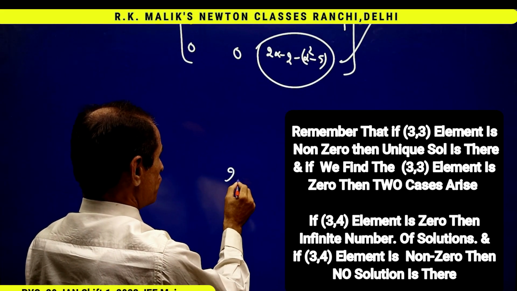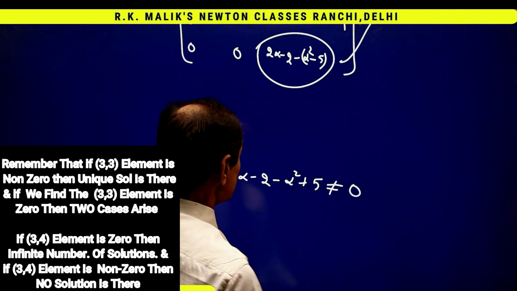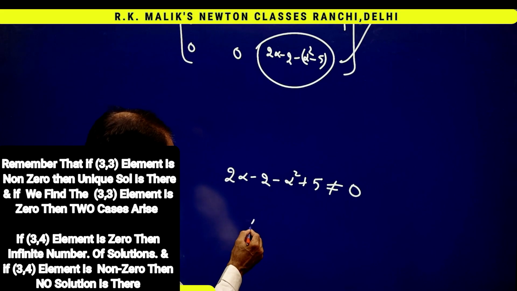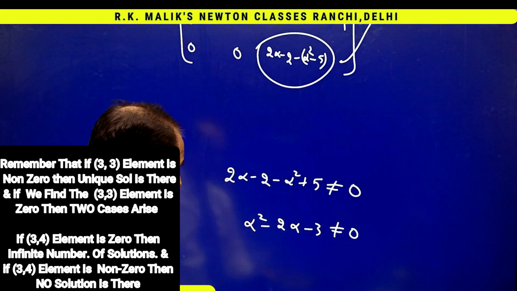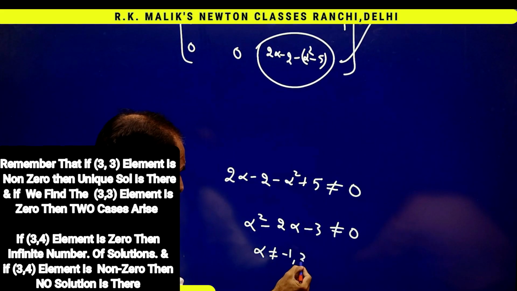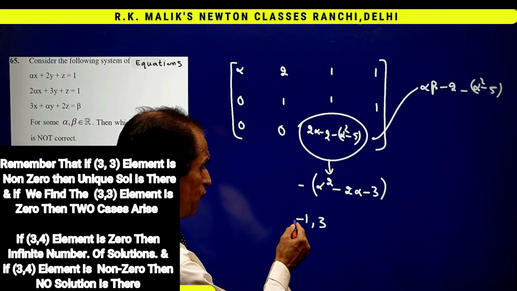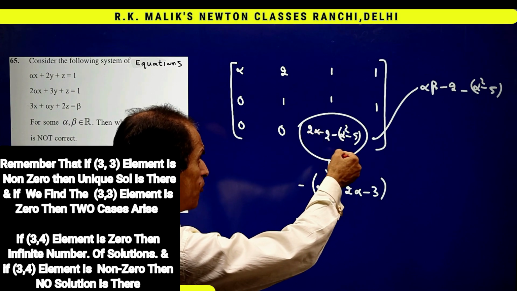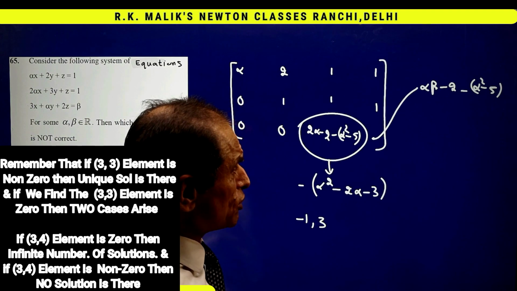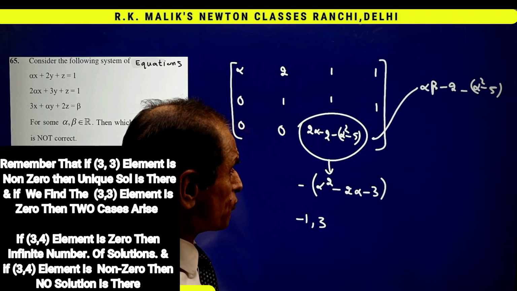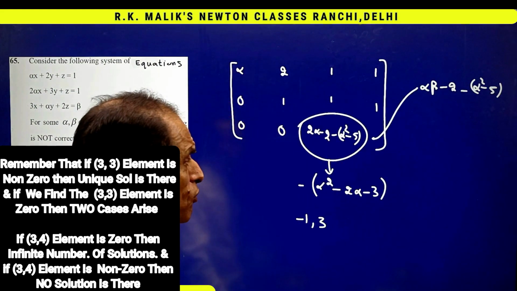this is non-zero, that is 2 alpha minus 2 minus alpha square plus 5 non-zero, then the equation will have unique solution, that is alpha square minus 2 alpha minus 3 not equal to 0. That is alpha is not equal to minus 1 or 3. Hence, if alpha is not minus 1 or 3, then the equation will have unique solution. If alpha is minus 1 or 3, then this will become 0. And after it has become 0, at that time this also becomes 0, then the equation will have infinite number of solutions. And after this has become 0, but this is not 0, then the equations will have no solution.